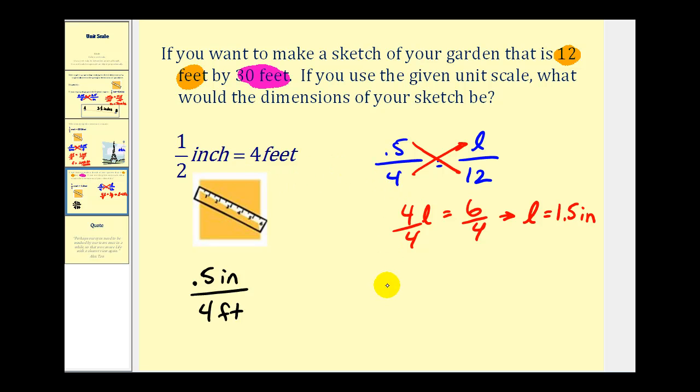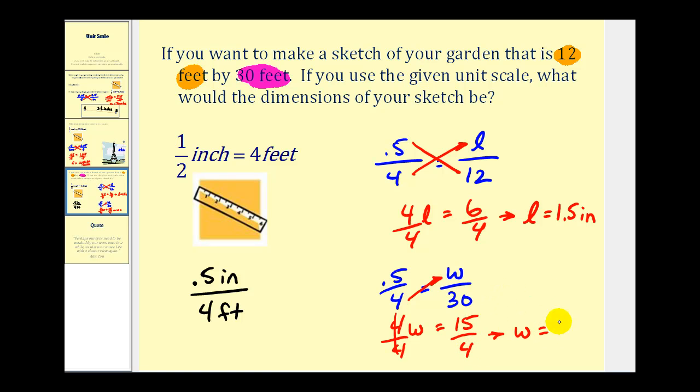So the unit scale is the same, 0.5 to 4 must equal, now we'll call it the width, divided by 30 feet. Again, notice we're comparing inches to feet, inches to feet. Now we'll perform cross products. 4W is equal to 0.5 times 30, that'd be 15, divided by 4. W equals 15 divided by 4. That's going to be 3 3/4, or 3.75 inches.